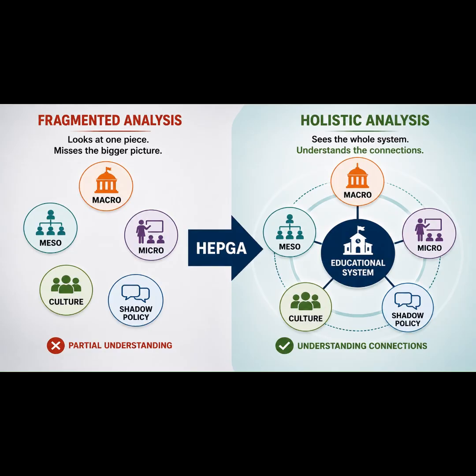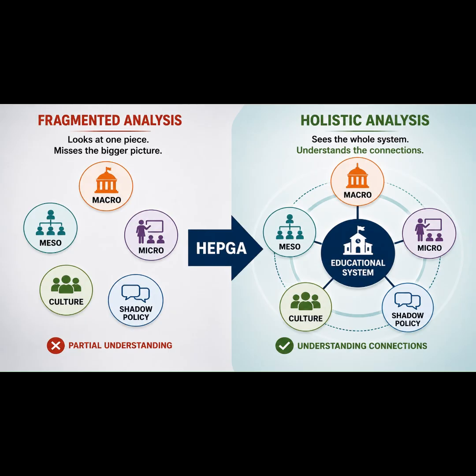However, when they are examined in isolation, they provide only a partial understanding of what is happening in an educational system. As shown here, the different elements are disconnected from one another. Macro policy is separated from meso-governance, micro-level realities are separated from culture, informal practices and shadow policies are treated as independent issues. The result is a fragmented picture of education. We understand the pieces, but we miss the relationships between them.